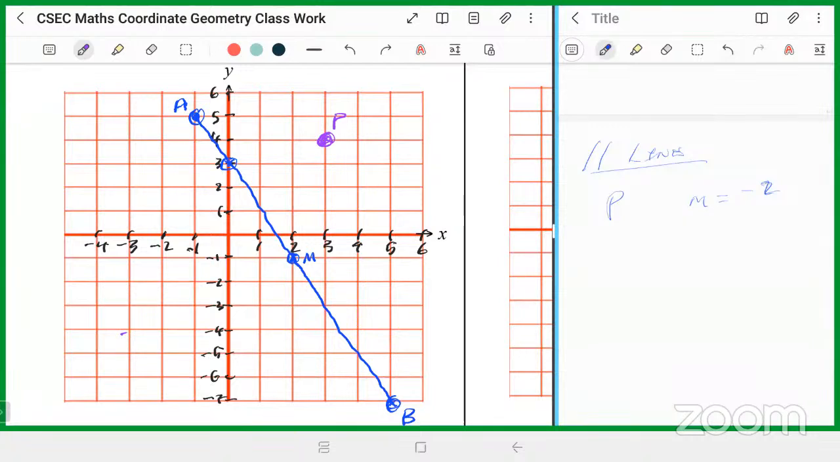So we can take this -2 and put it over 1. And then this will be the rise. And this will be the run. So we are rising -2, means that we are going down by 2. And if we're running 1, means that we're going to the right by 1. And we're starting at a point that we have, which is P. And this is going to be another point.